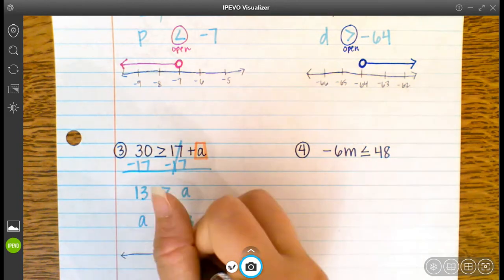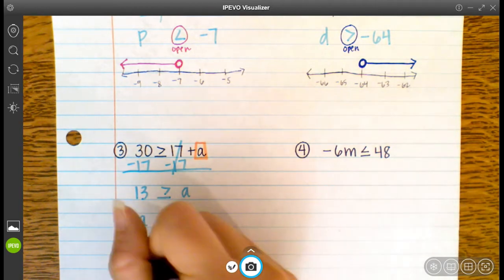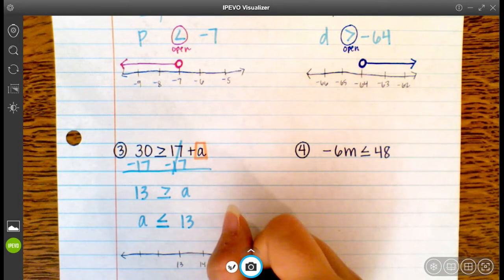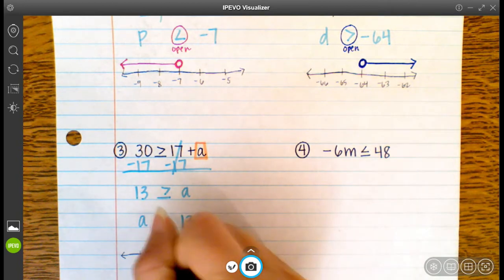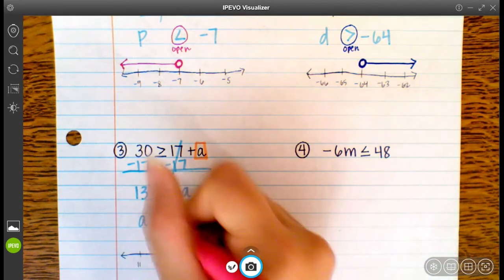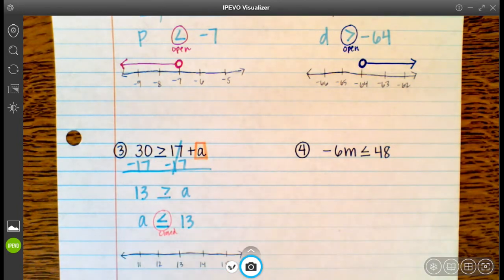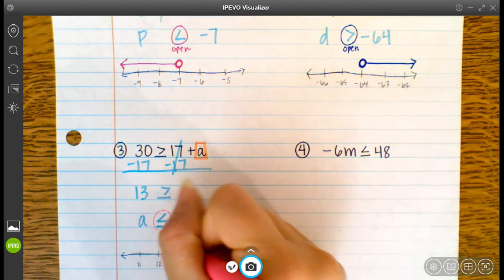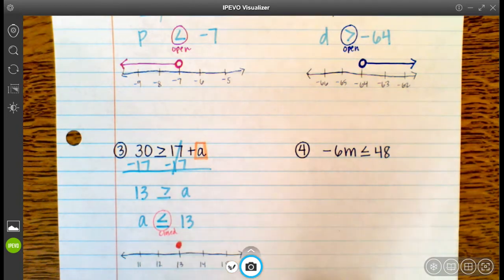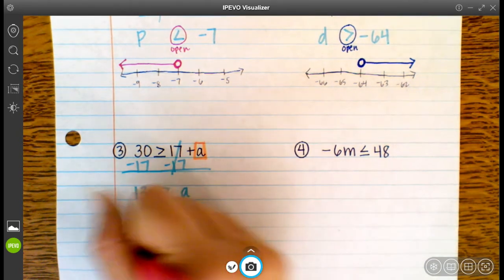So on this number line, we will have 13 in the middle. Right above 13 is 14 and 15. Below 13 is 12 and 11. And now, since we have less than or equal to, we will have a closed dot on 13. So closed. And we are not pointing to the right. We are pointing to the left.